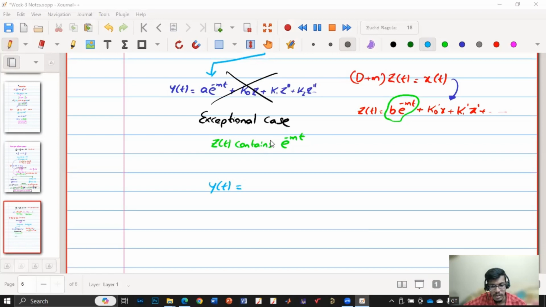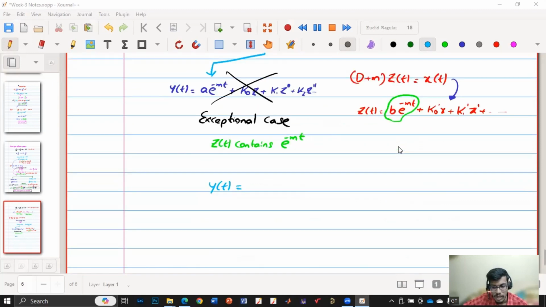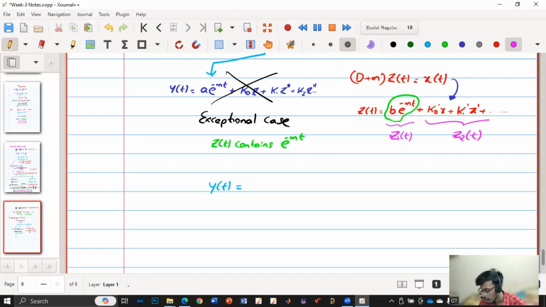Sir, for the exceptional case, the forcing function should only be an exponential function. But here, z of t has one part exponential and the rest of the part different. Yes, you are absolutely right. You can actually break this z of t into z1 of t as well as z2 of t. Now I can apply superposition because this is a linear system. So my y of t will have two components: one because of z1 of t and the other because of z2 of t.